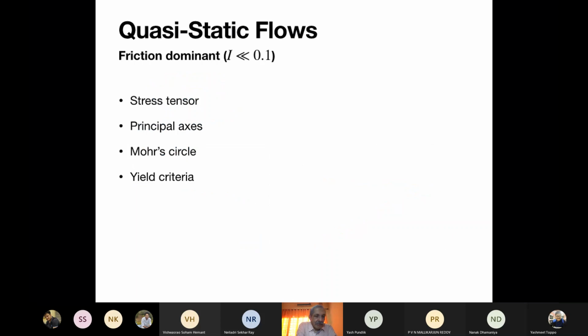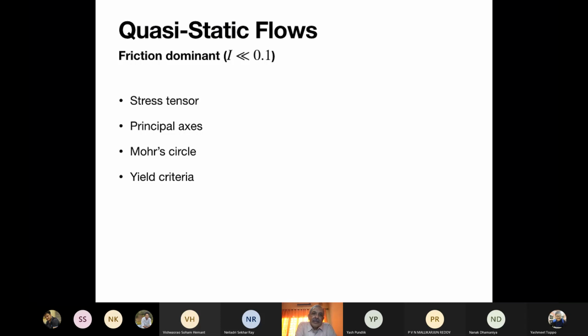So with that, we wanted to end the LAMMPS thing, and now I want to talk about very slow flows. You remember we defined the inertial number. So the inertial number is very small, and so frictional forces are dominant.